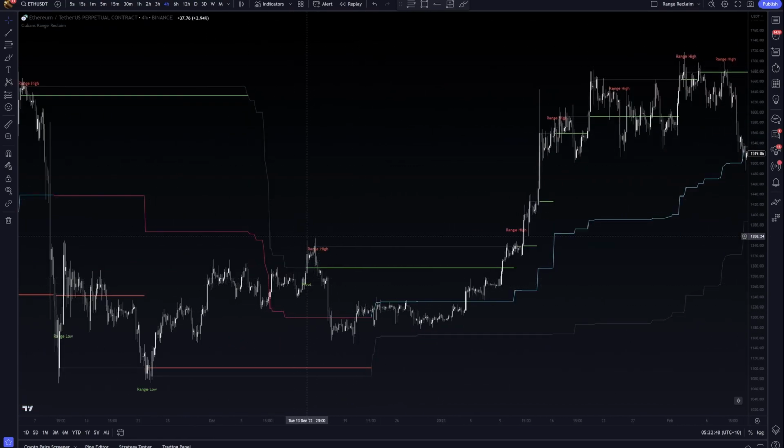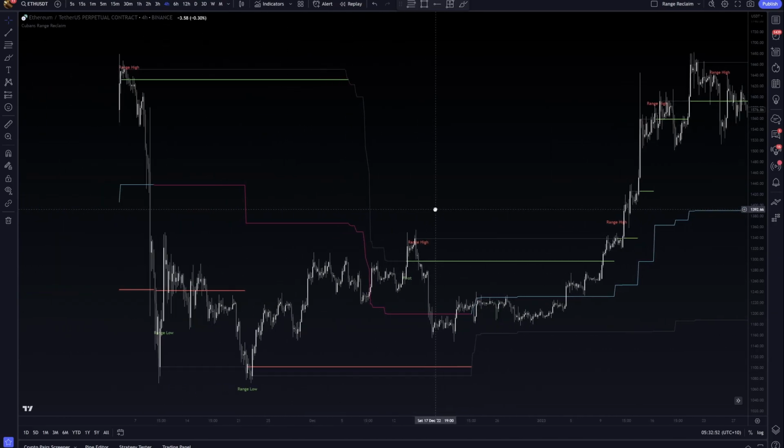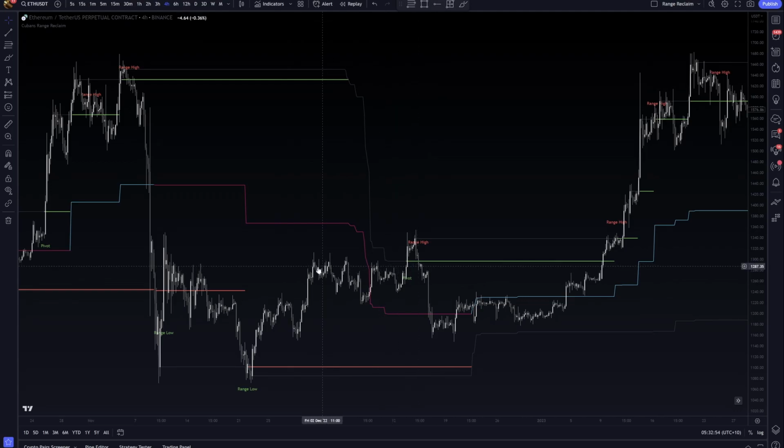Now the question becomes, why print these red and green lines? Well, generally when trading a range, we have our range high, which you can see here. We have it currently set to using bar closes rather than the wicks of candles. And then you can see we have a reclaim down the low here as well.